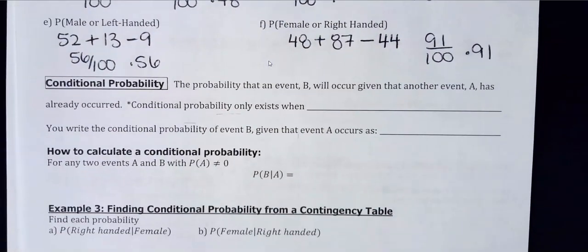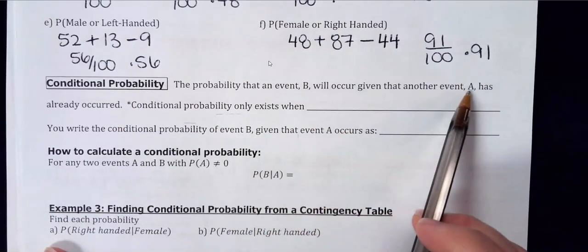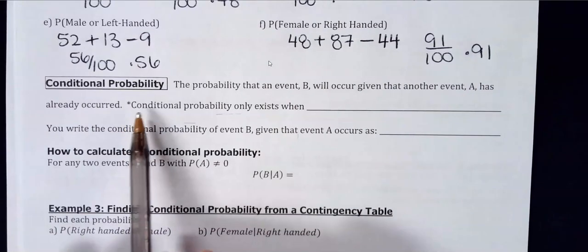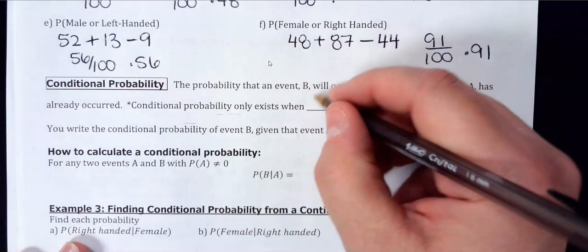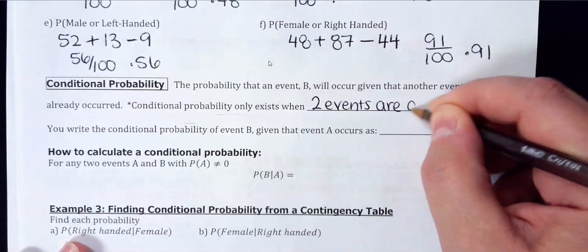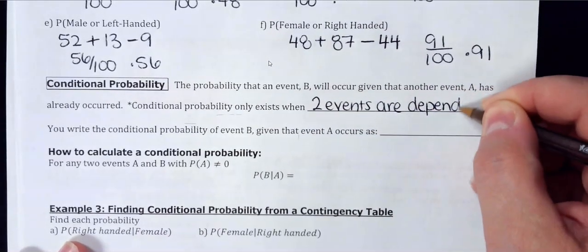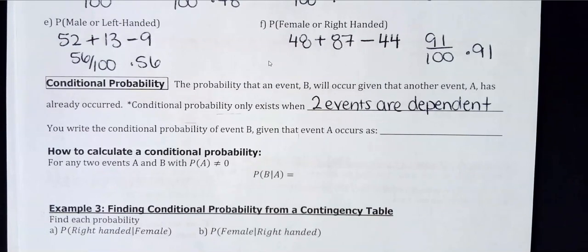Okay, so conditional probability. There's going to be some kind of condition that's given to you. It says the probability that an event B will occur given that another event A has already occurred. Conditional probability exists only when two events are dependent. They have to be dependent. If you're seeing one of these tables, there is no independent event. They are dependent on each other in some way.